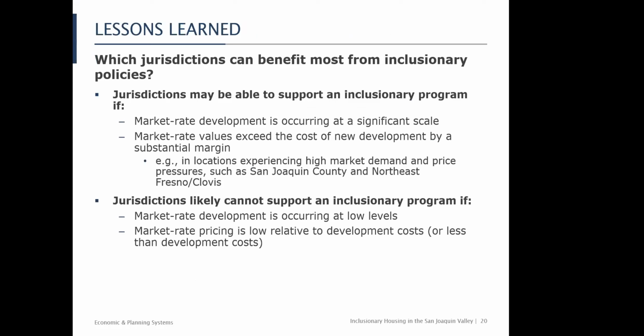So the implications for other jurisdictions in the Valley are that jurisdictions may be able to support an inclusionary program if they're seeing market rate development occurring at a significant scale, if the market rate values are exceeding the cost of new development, not just by a little bit or not just enough to make the market rate development happen, but really at a substantial margin. So for example, in locations with very high market demand and price pressures.